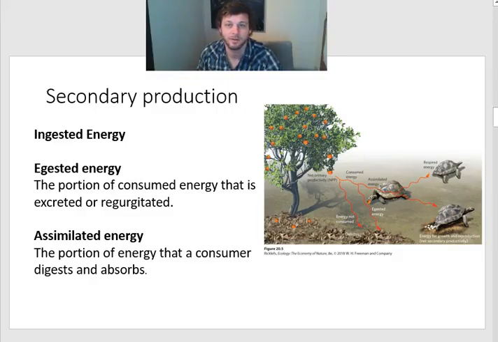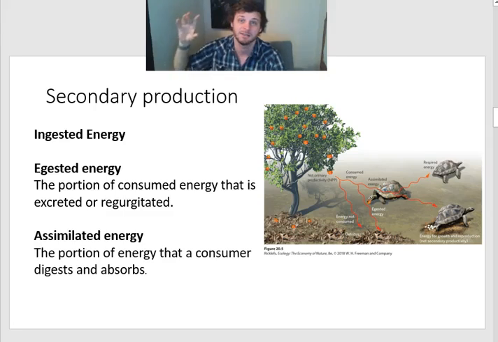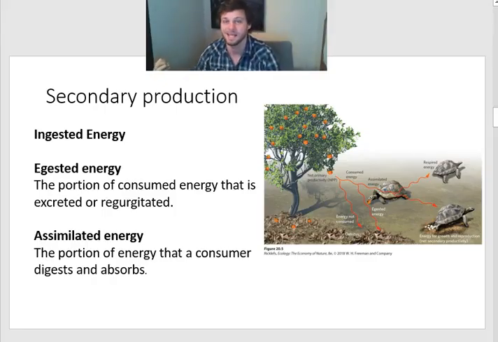What happens when stuff eats the plants, though? Then we get into secondary production. So primary production is the plant or the algae or the photosynthetic organism transforming that solar energy into chemical energy. Secondary production is an organism taking the energy from that primary producer and using it for its own body.